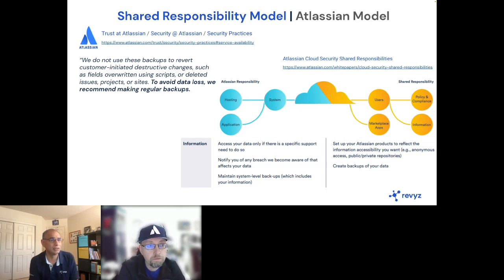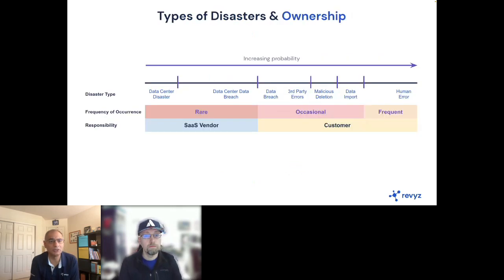Now, with that in mind, I think it's probably good to put into context the frequency, or again, responsibility of the different types of errors or data loss scenarios which you can run into.